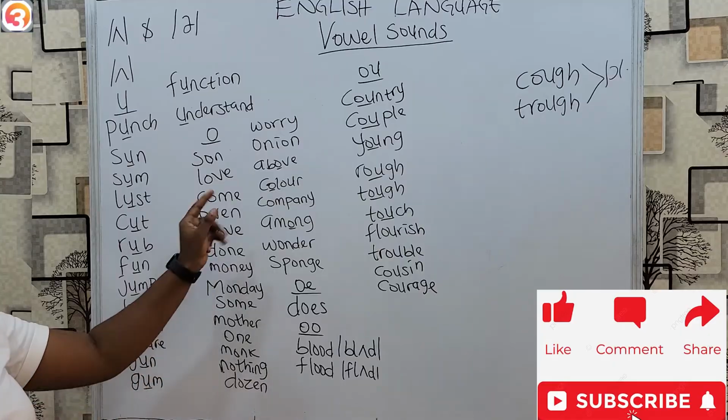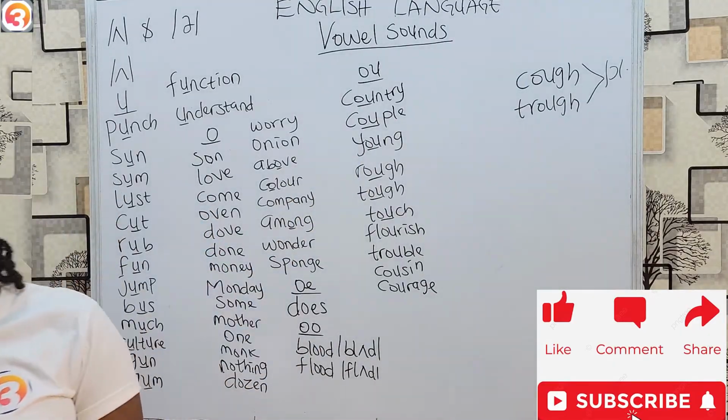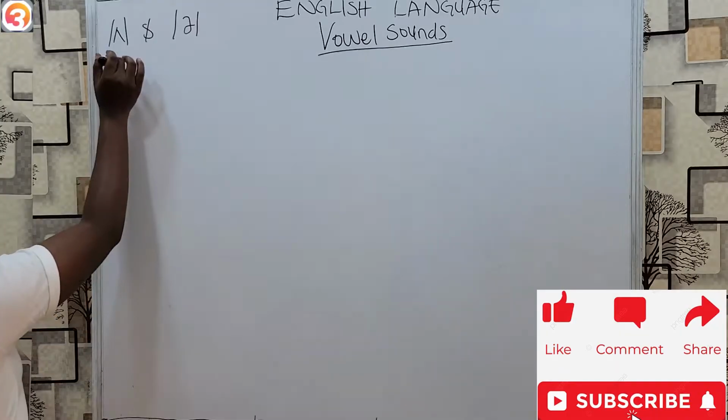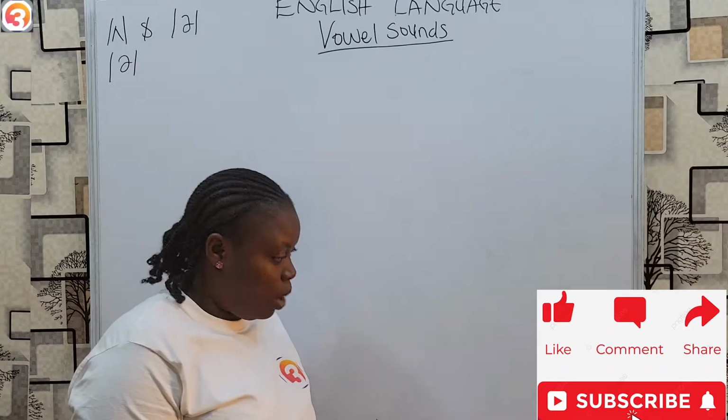Then we can look at others: OE, OO, OU. We look at the next sound. This sound is called the schwa sound.